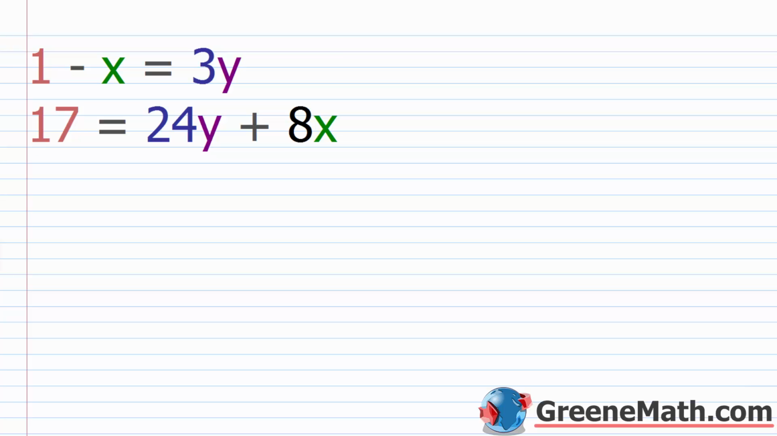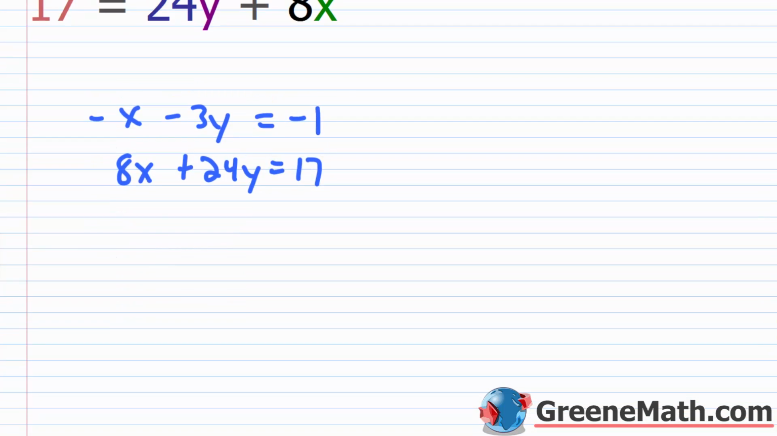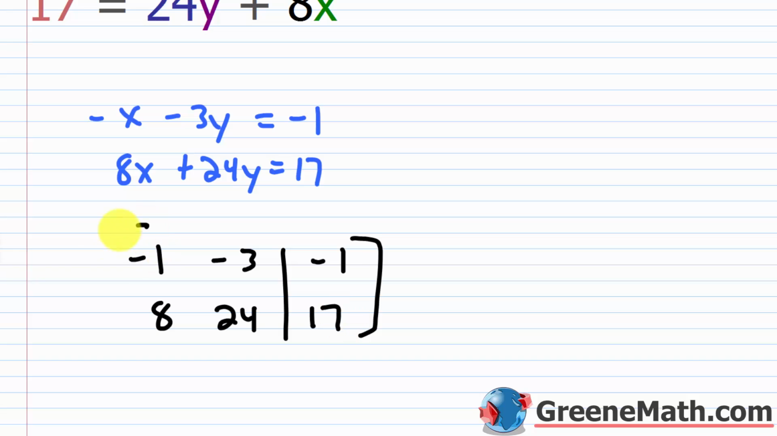So let's go ahead and start this in the usual way. I'm going to have a negative x. I'm going to subtract 3y away from each side, and I'm going to subtract 1 away from each side. And then over here, I'm just going to flip this and say this is 8x plus 24y is equal to 17. Again, that's perfectly legal. So the numerical information from this, I'm just going to take a negative 1, a negative 3, and a negative 1, and then an 8, a 24, and a 17. Okay? So we're good to go with this.